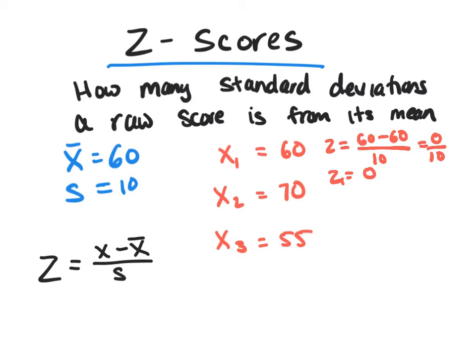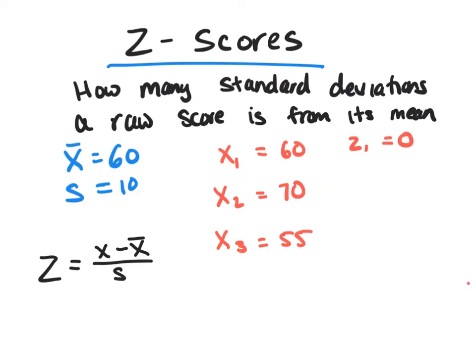The reason is because this person's raw score is the same as the mean. When a raw score is equal to a mean, the z-score will be 0. This is because z-scores tell us how many standard deviations a score is from the mean. And if the score is exactly at the mean, it is 0 standard deviations away from the mean.